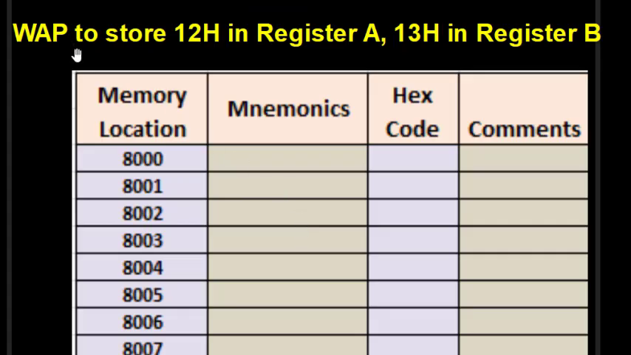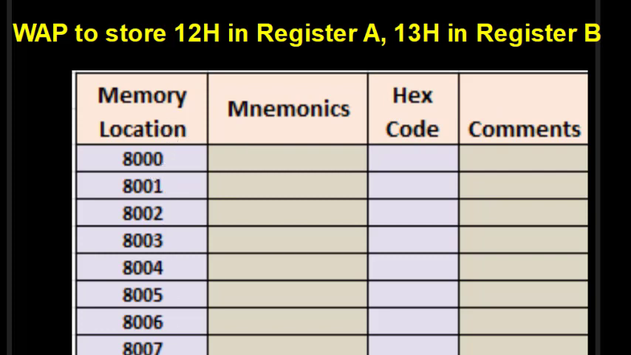So here we have a simple program: write a program to store 12H in register A and 13H in register B. So we have to write a very simple program to store 12H in register A and 13H in register B. Whenever we are writing the program, we need to make four columns. The first column is the memory location, the second is the mnemonics, the third is the hex code, and the fourth is the comments.